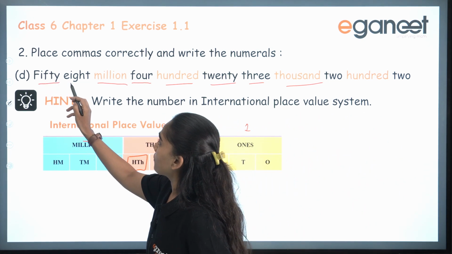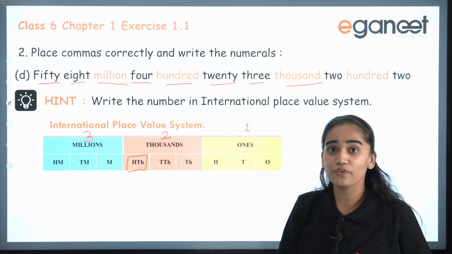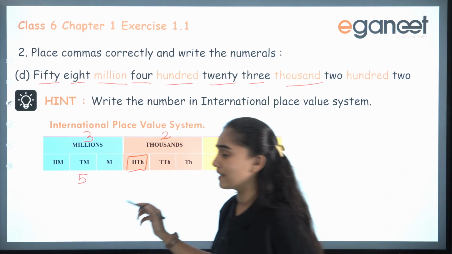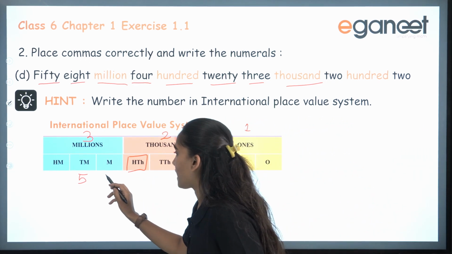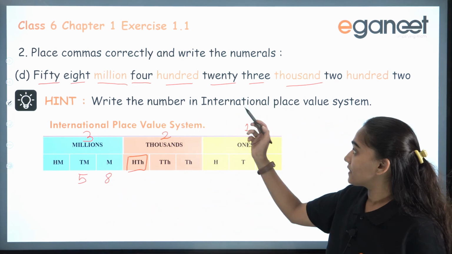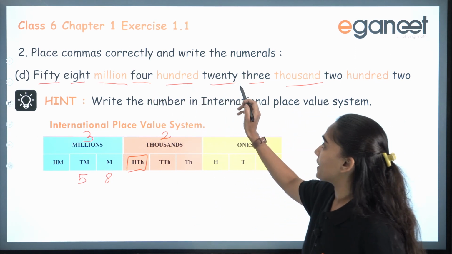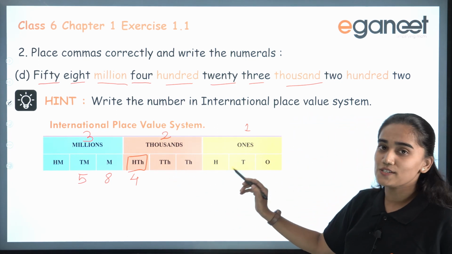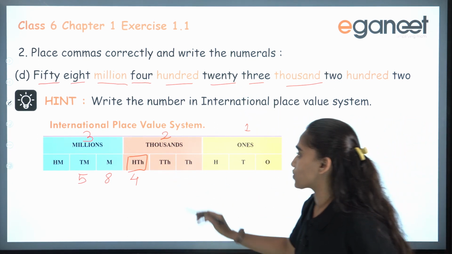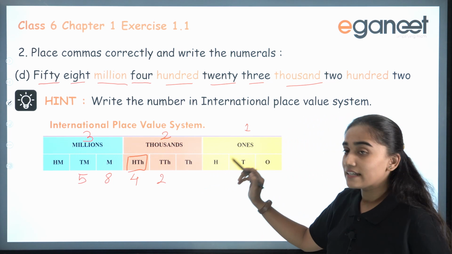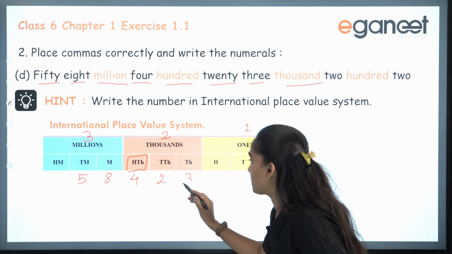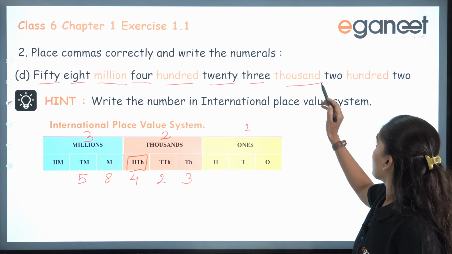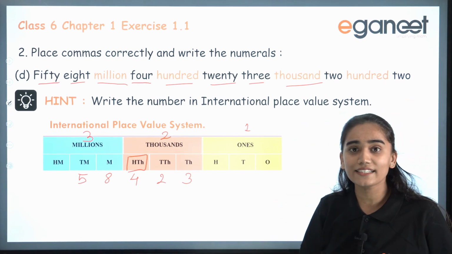So here we have 58 million. So where should I write 5? 5 will be there at 10 millions place and 8 at millions place. Then I have 423. So 4 should be there at 100,000s place. Then 23. So 2 should be there at 10,000s place and 3 will be there at thousands place. Now we are left with what? 202.